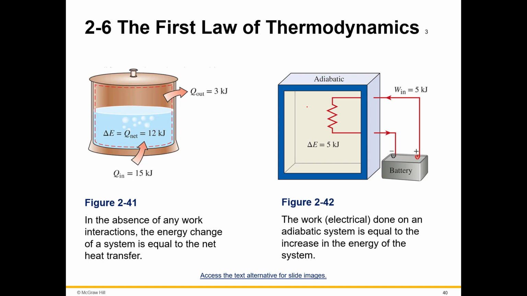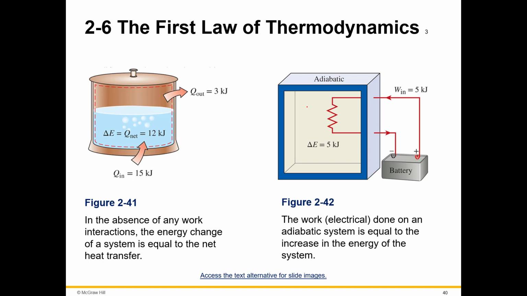Okay. And then here we have, in the absence of any work interactions, the energy change of a system is equal to the net heat transfer, right? Because how do we transfer energy? Heat or work. So if we don't have any heat, we're going to have work. But if we're looking at a system, unless there's nothing being done on it and it's isolated, right? But if you're looking at something and the change in energy, if it doesn't have one, it'll have the other, if that's what we're looking at, right?